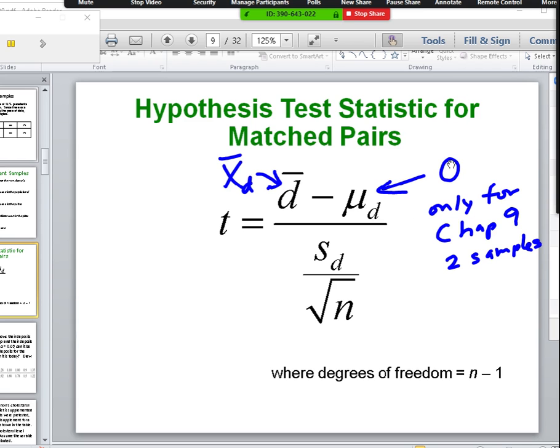This 0 is only true for chapter 9, the 2 samples. Don't go pulling in 0 for chapter 8. Only for chapter 9, this mu D will be 0. And that's divided by S over square root of N, where N minus 1 is the degrees of freedom.